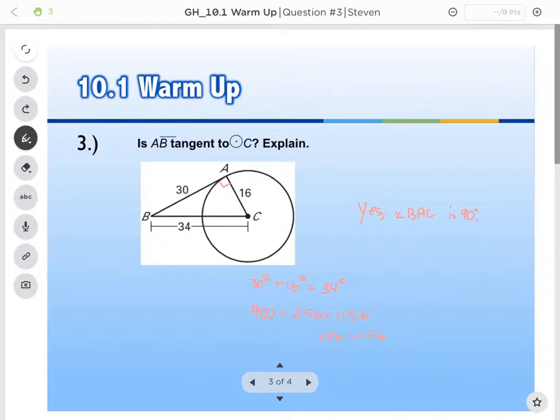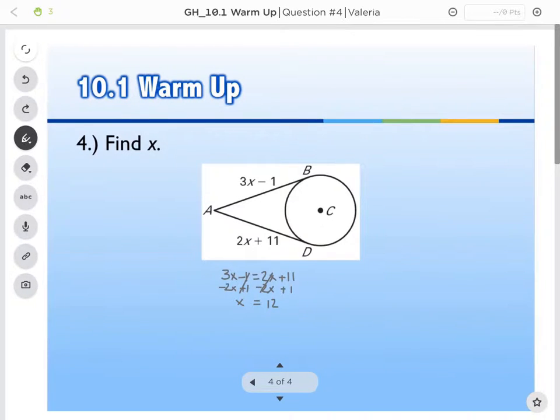Number 3 is, is AB tangent to circle C, and explain. So in order for that line AB to be tangent to the circle, it has to be perpendicular to the radius, which is that 16. So you had to show that this was a right triangle. So 16 squared plus 30 squared had to equal 34 squared. 30 squared would have been 900, 16 squared, 256, and 34 squared, 1,156. Add the 900 and the 256, and you get 1,156. So because those two were equal to each other, this is a right triangle, which makes that tangent.